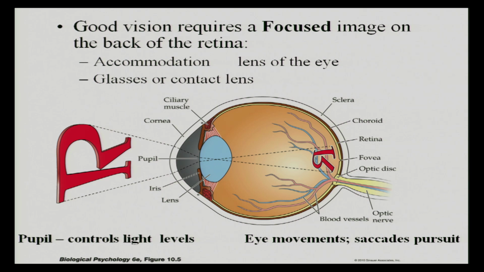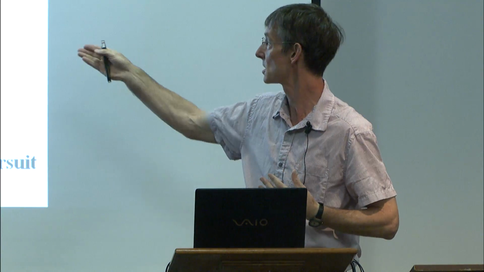The process of changing an image from something that's far away to being in focus from something that's close up is called accommodation. And the accommodation is done by the lens of the eye. When that lens is very flat, normally objects that are far away will be in focus on the back of the eye.